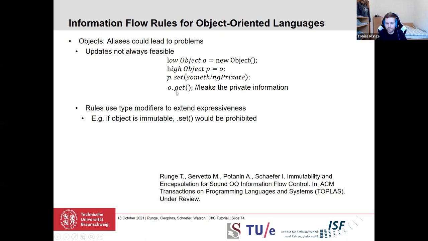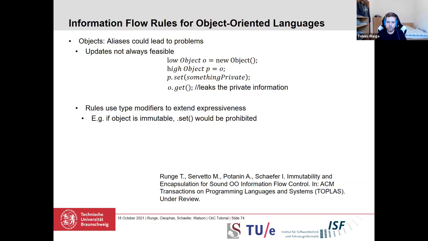And that's a leak that we wouldn't see before. So we now want to think about all these new problems of object-oriented languages, in case we want to check the information flow. And here we use some type modifiers to give programmers a clearer view of what they are doing and what is allowed.